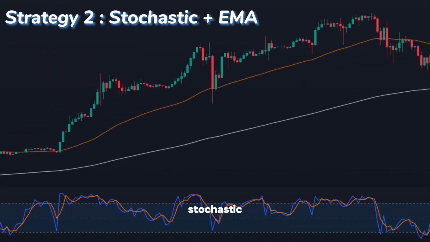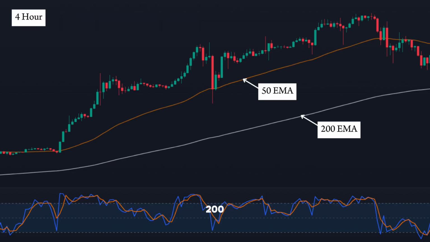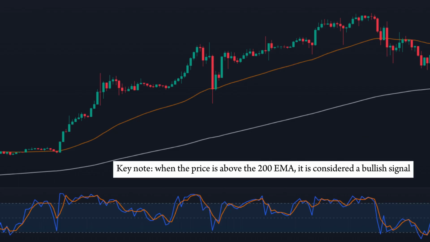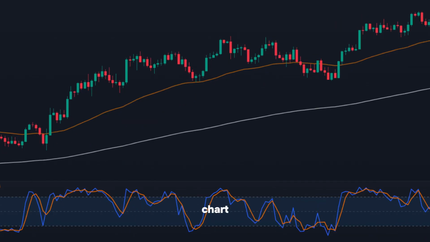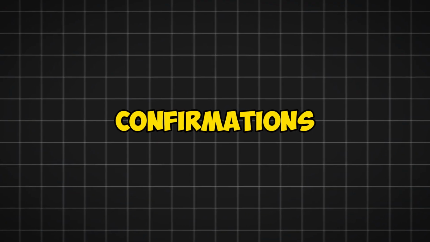Strategy 2. Stochastic and EMA, exponential moving average. For this strategy, I'll be using the 4-hour chart with the 50 and 200 EMA. A key point to note is that when the price is above the 200 EMA, it is considered a bullish signal confirming an upward trend. Looking at the chart, we see an upward trend. When the Stochastic Indicator is in the oversold area, it may indicate a long signal. But again, traders need confirmations.